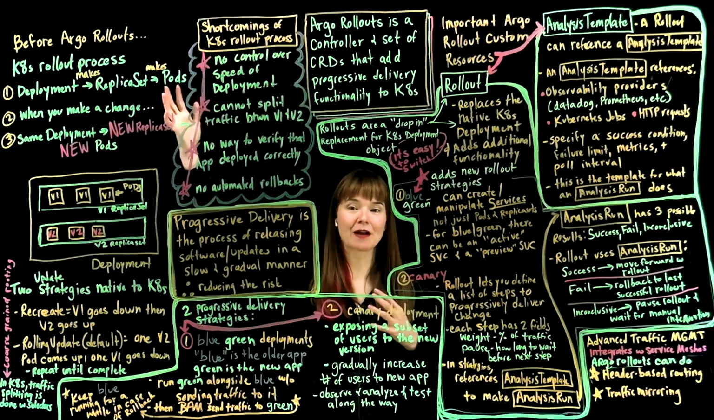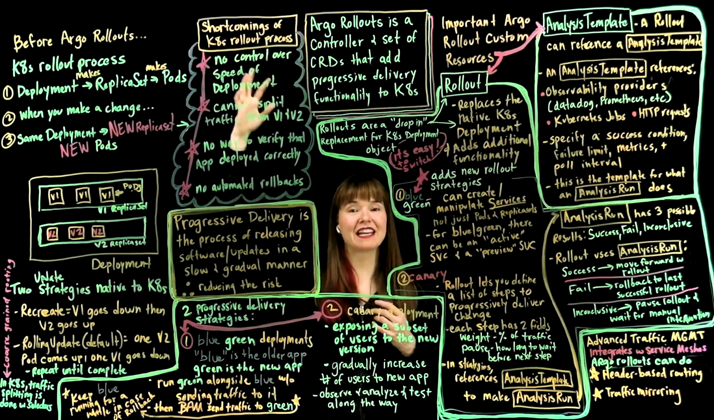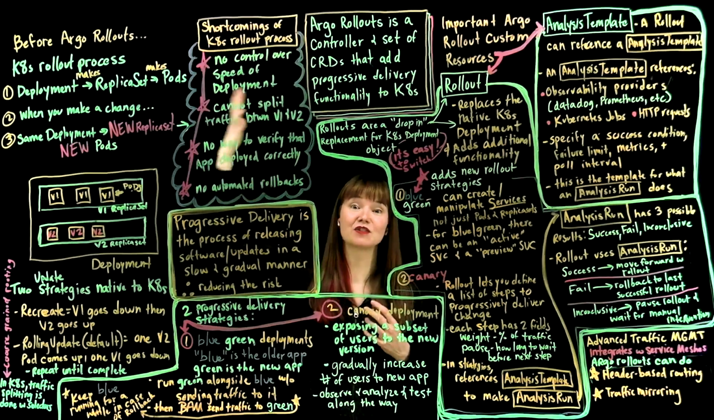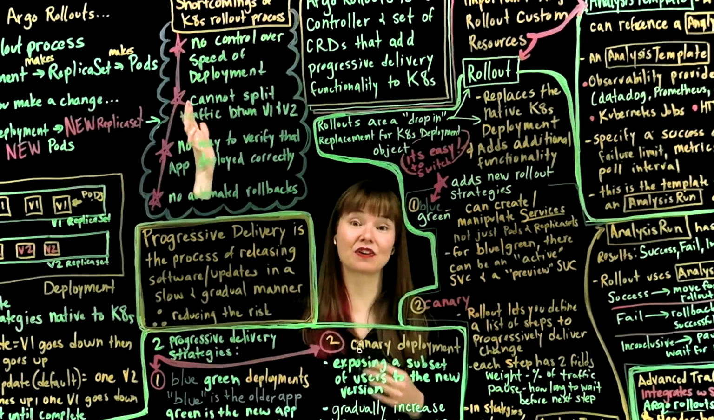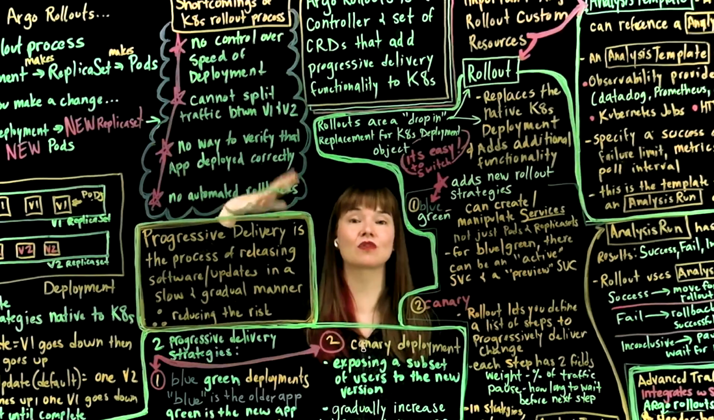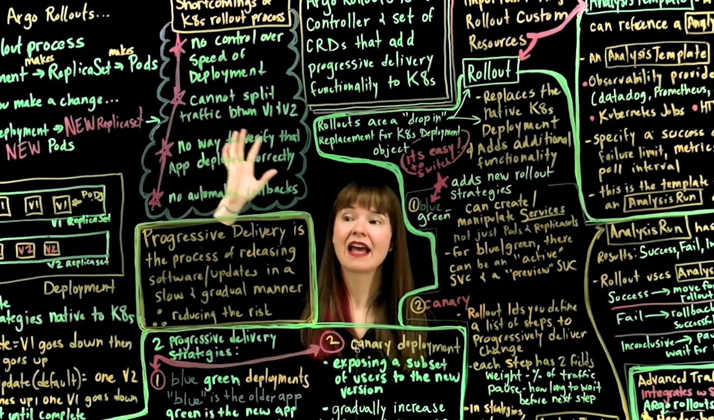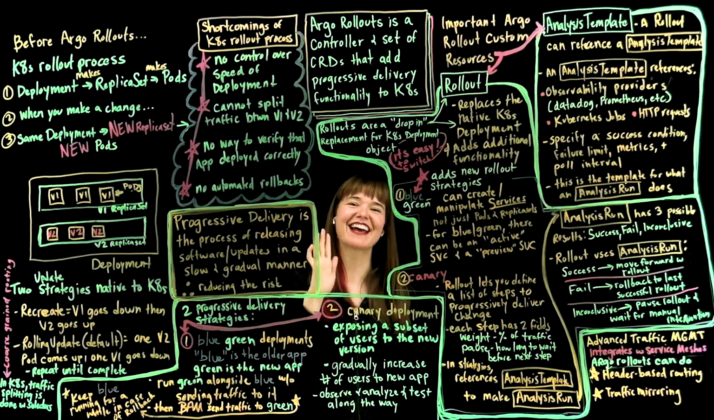As part of the shortcomings, this is a lot of shortcomings, and any one of these shortcomings might cause you to want to have a better process for rolling out new applications or rolling out updates to applications. And that better process, it has a name.